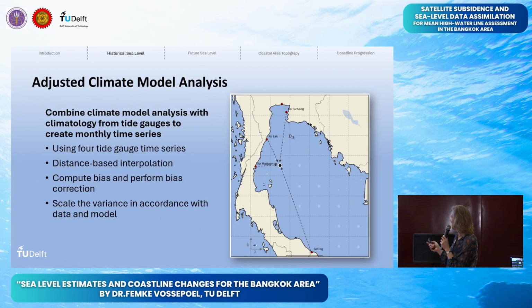And now the actual work of Tijmen is really to take the tide gauge time series of these four tide gauges and combine them with the climate model analysis. And he did this using a distance-based interpolation. He computed the bias in the data and he performed a bias correction. And then he scaled the variance in accordance to the data in the model. And I won't go into the technical details of that, but I would be happy to share that if you have questions.